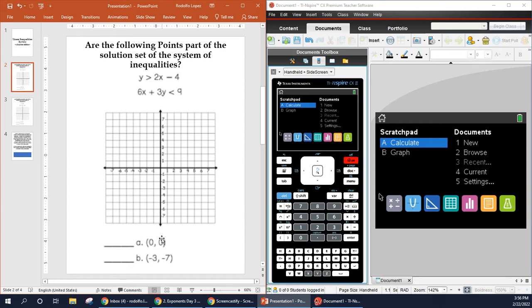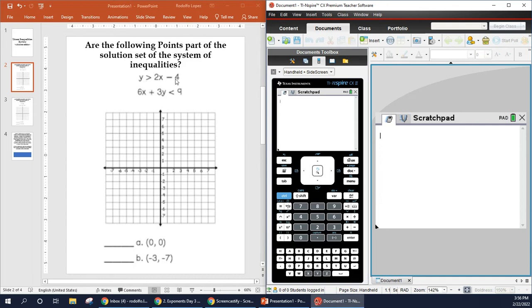I want to know whether these 2 points are part of this overall shaded region that they both have in common. So to do that, I'm going to go to the home screen, press on calculate, and we're going to type in these inequalities with these points as well. Now these points represent an x and a y. Here we have x as 0 and y as 0.